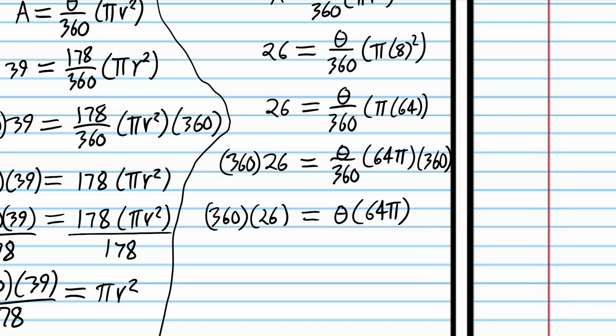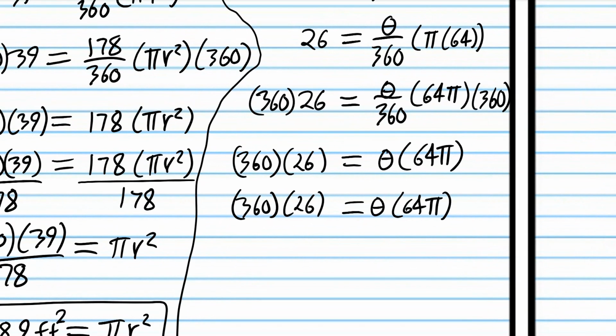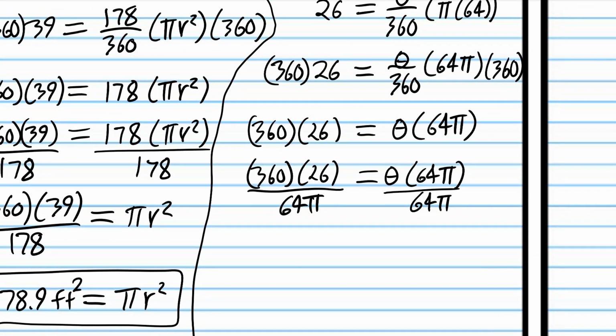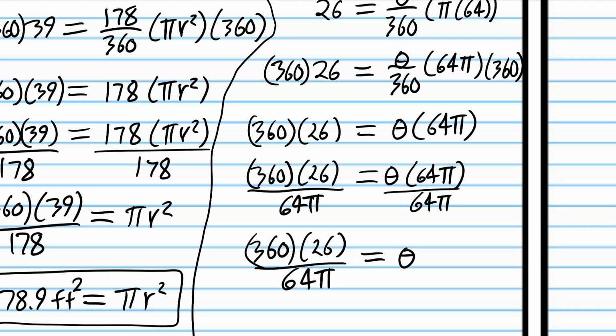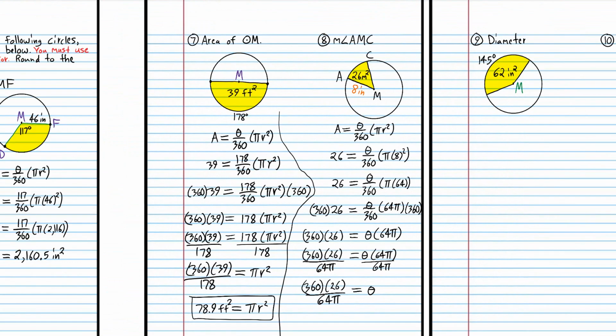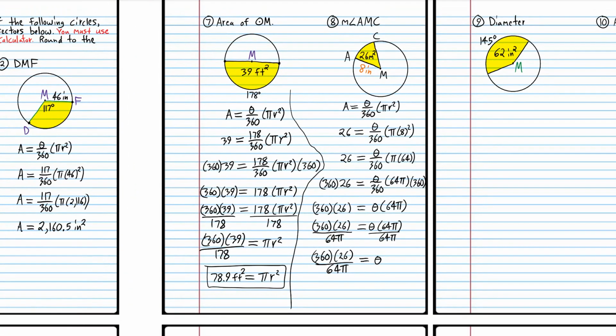actually, whoops, sorry. We're left with that, and I'm going to go ahead and rewrite. Again, I'm trying to show every step here just so you know exactly what's happening. You don't have to show every single one of these steps. You do have to show some work, but not every single step. I'm just doing this so you see what's happening. So then we're left with theta is equal to 360 times 26 over 64 pi. And that's what we're looking for, the measure of the central angle, AMC.